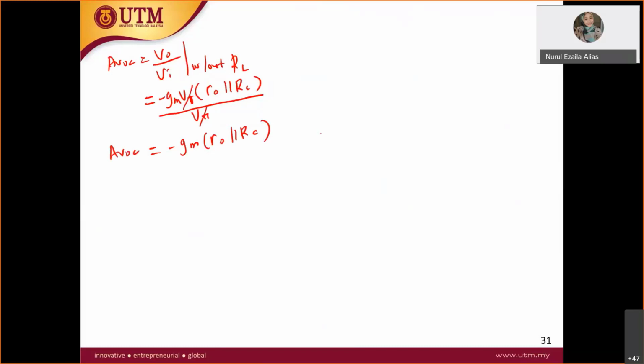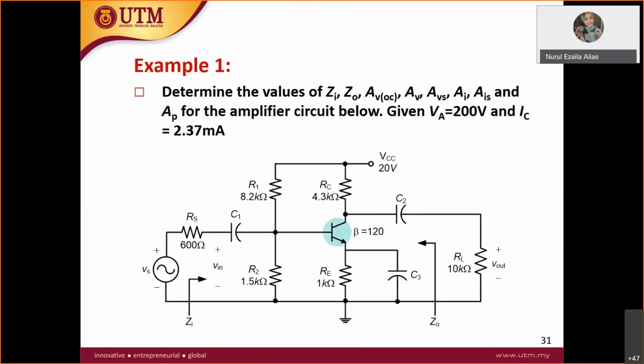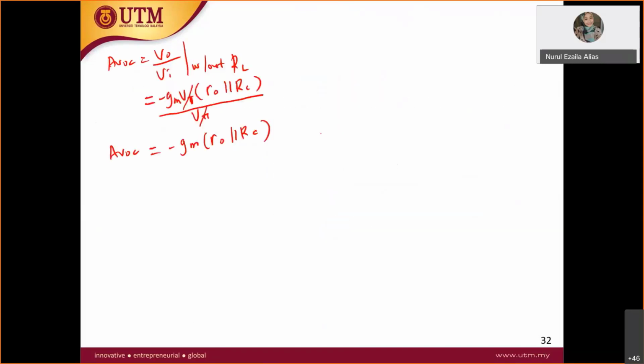All right, so next question. You have Z in, you have Z out, you have AVOC. Now you want AV. Again, the voltage gain V out over V in must be with RL. Therefore, we will do a straightforward thing, a straightforward circuit. So V out over RL.